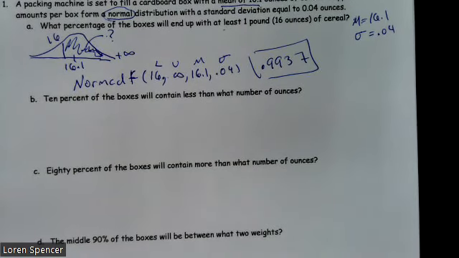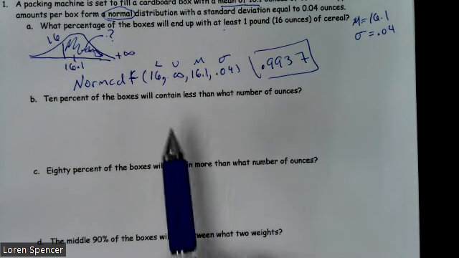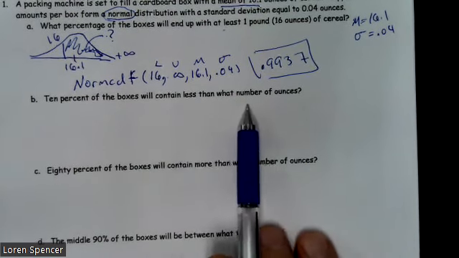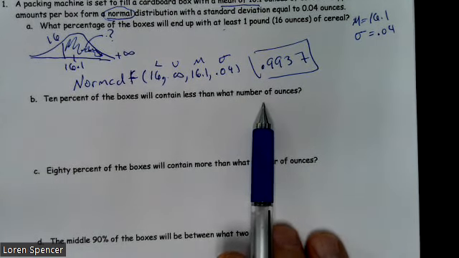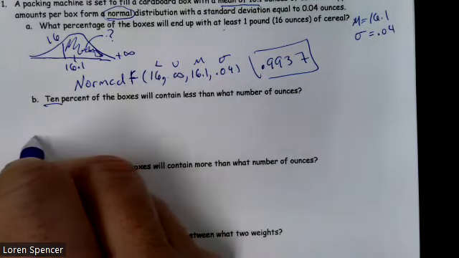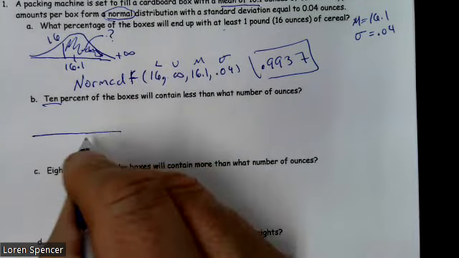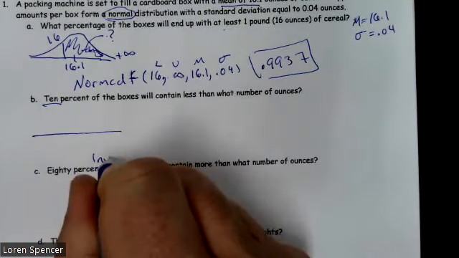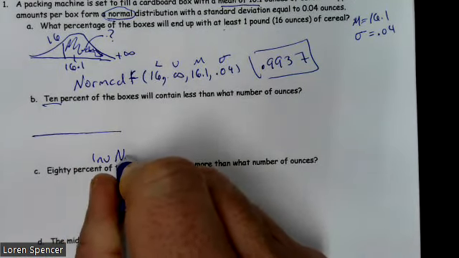So most of the boxes are going to have 16 ounces, which is good because they probably advertise it as 16 ounces. 10% of the boxes will contain less than what number of ounces? So this time they give you a percent. If they give me a percent, I know I'm working with inverse norm.